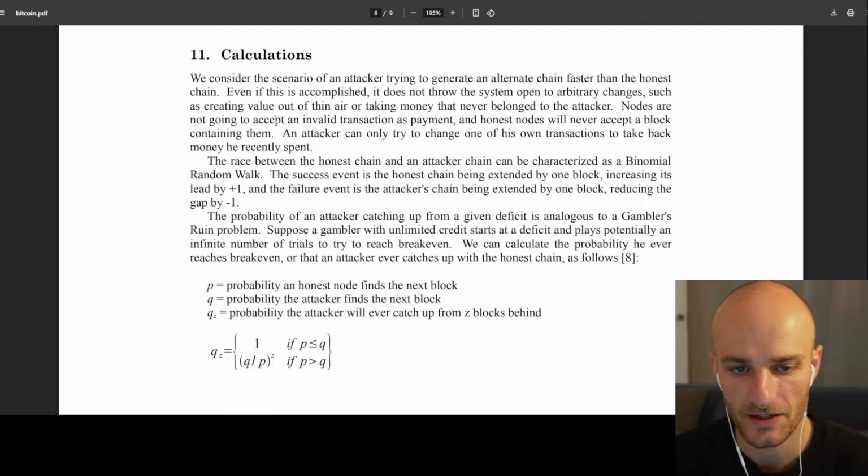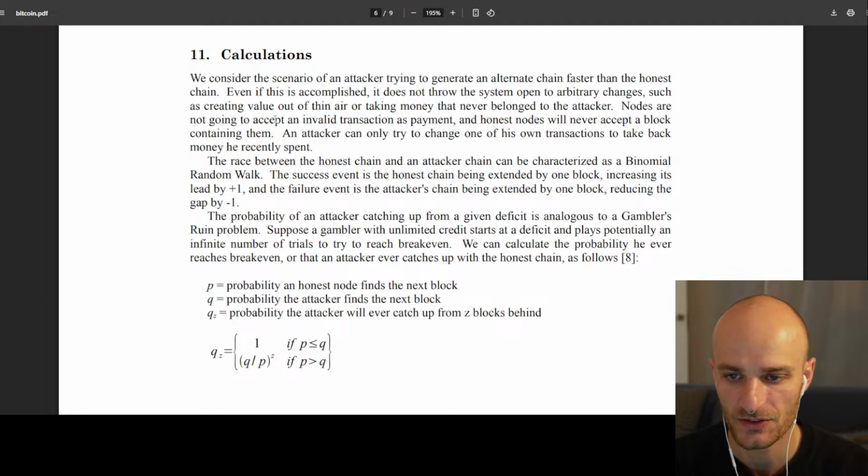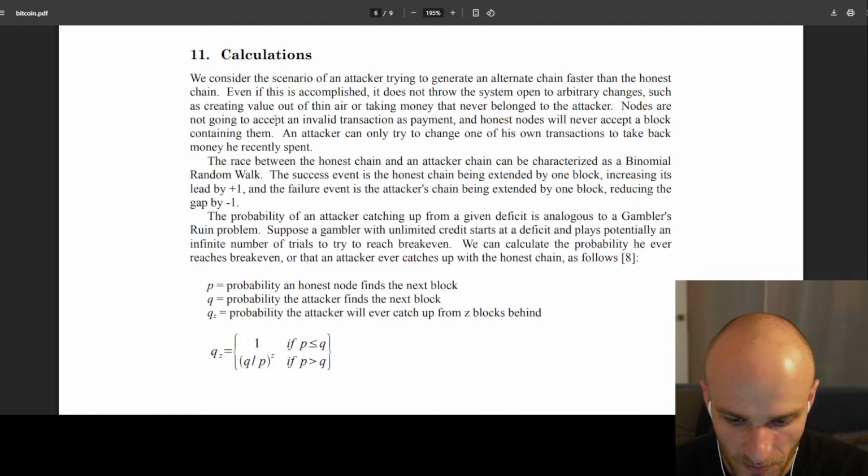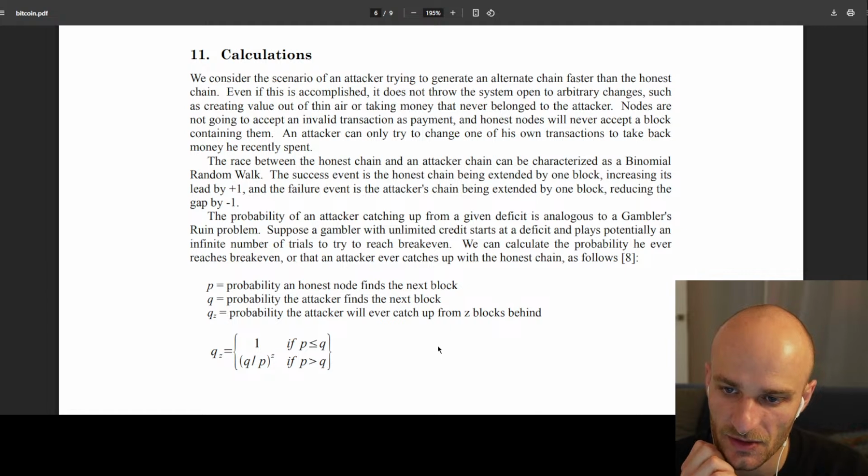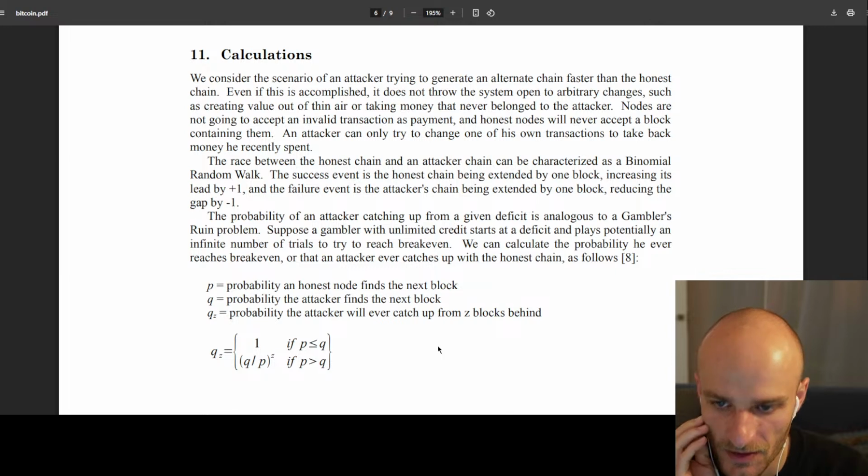We consider the scenario of an attacker trying to generate an alternate chain faster than the honest chain. Even if this is accomplished, it does not throw the system open to arbitrary changes, such as creating value out of thin air or taking money that never belonged to the attacker. Nodes are not going to accept an invalid transaction as payment, and honest nodes will never accept a block containing them. An attacker can only try to change one of his own transactions to take back money he recently spent.